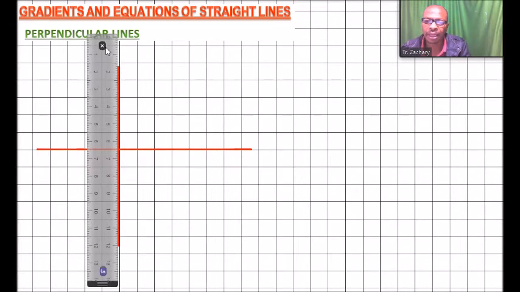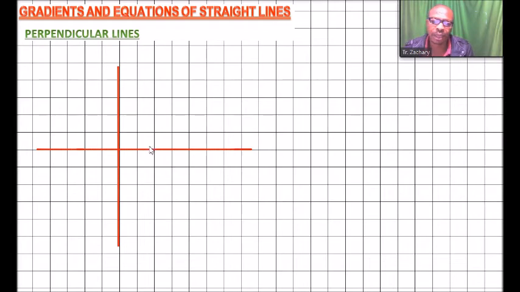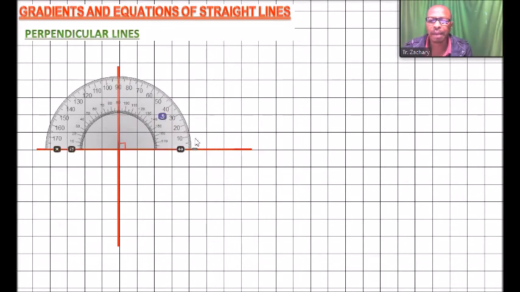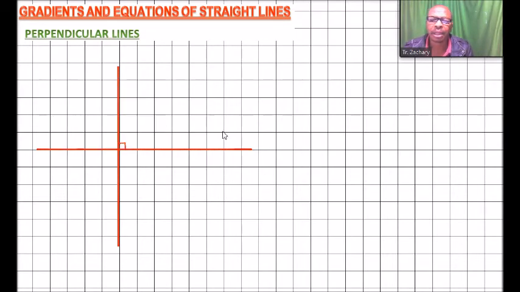Now once you do that, you can say here we have two lines. These two lines, we say they are perpendicular. That is, we use that symbol to indicate that they are perpendicular. So if you pick a protractor, you may measure the angle between the two lines, you find that it is 90 degrees. So these are perpendicular lines. From there, we want to find out what about gradients of perpendicular lines. So let's go ahead and do that.